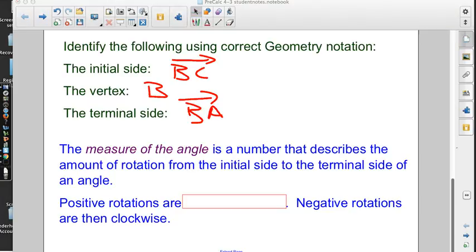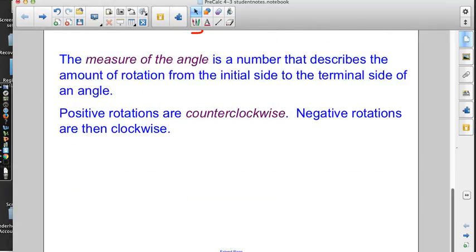Positive rotations, we already have talked about this. Like I said, this is not new material here. Counterclockwise. Negative rotations, clockwise. So far, our review. Some geometry review, some trig review.